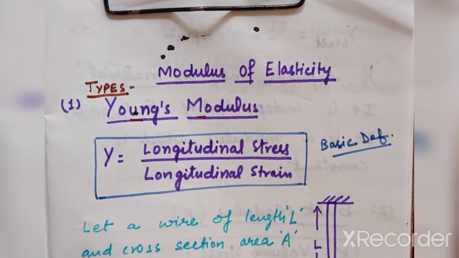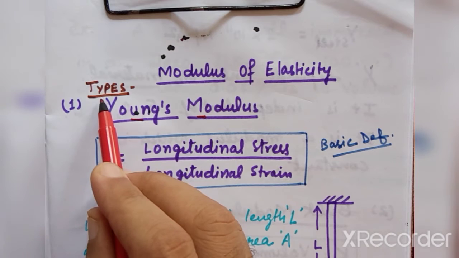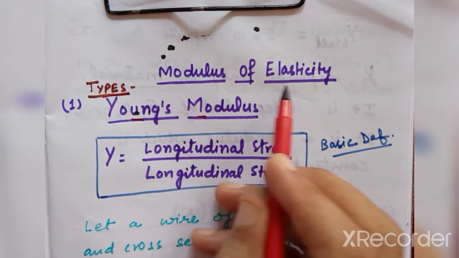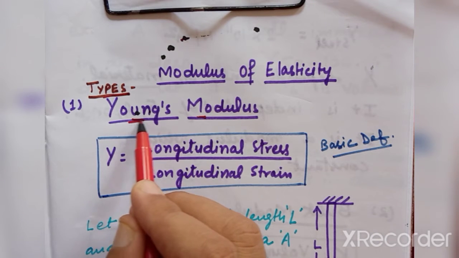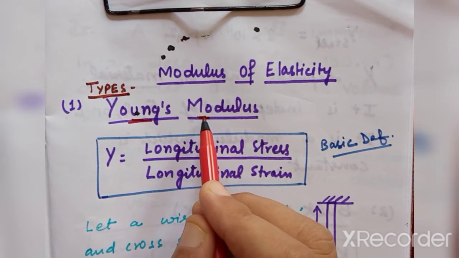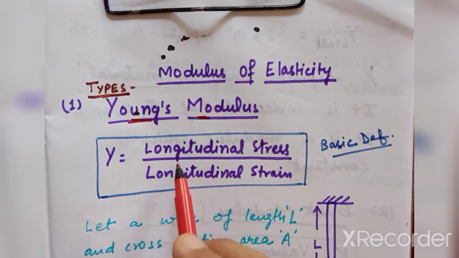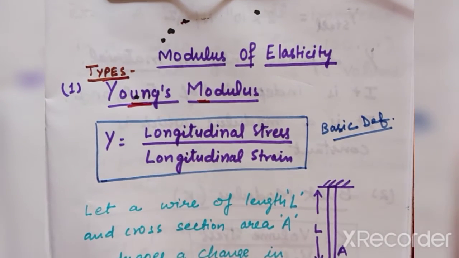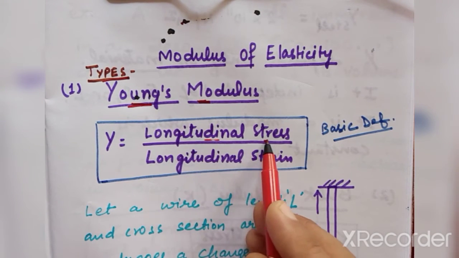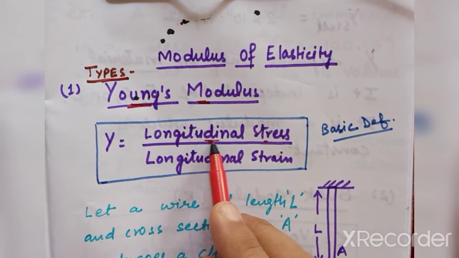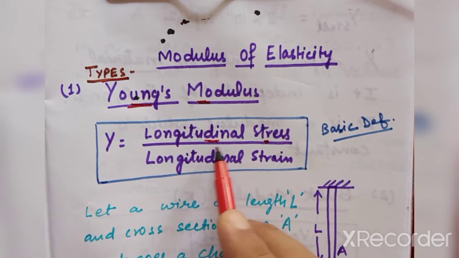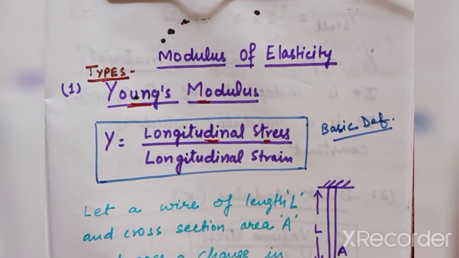So now the types. The types of modulus of elasticity are, the very first is Young's modulus. Young's modulus means it is the ratio of longitudinal stress to the longitudinal strain. What is the meaning of longitudinal stress? The stress which is applied longitudinally.